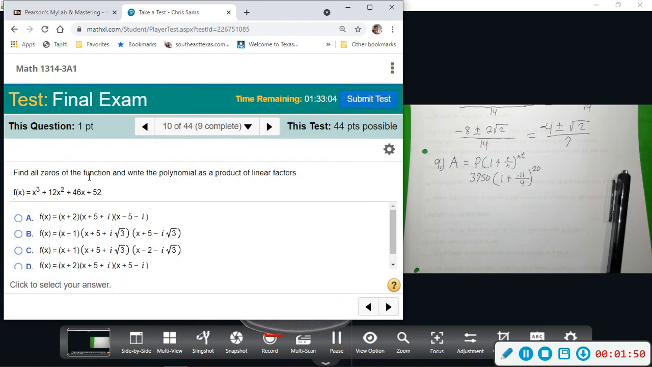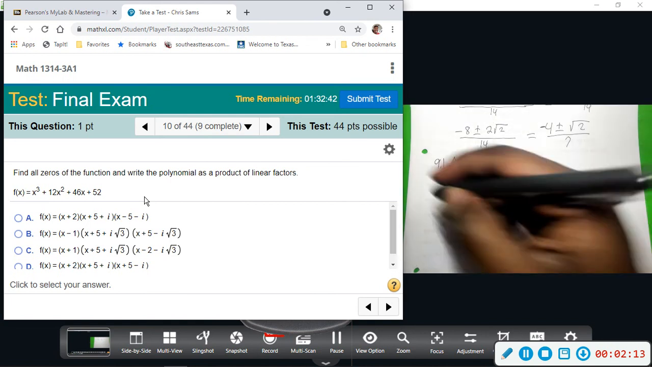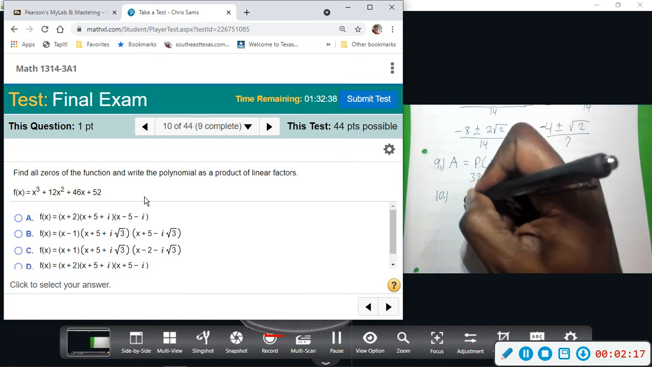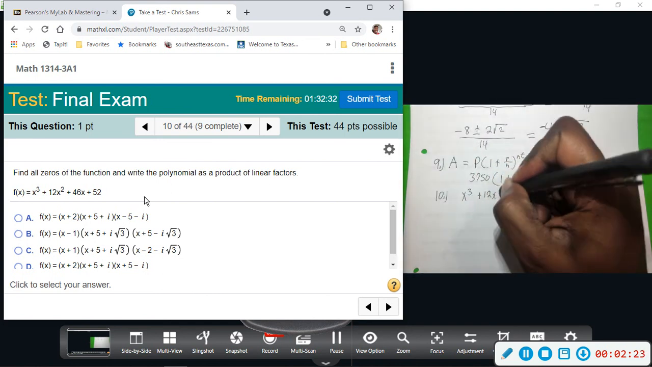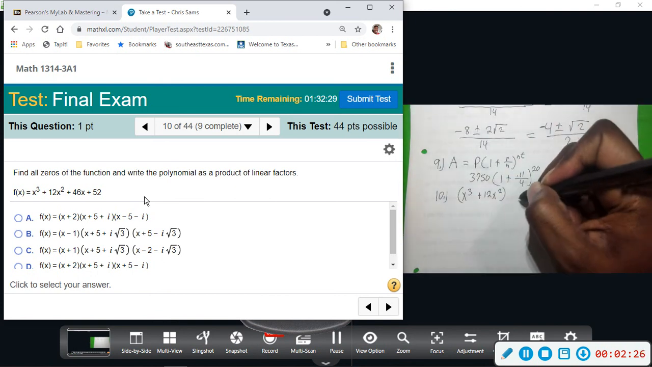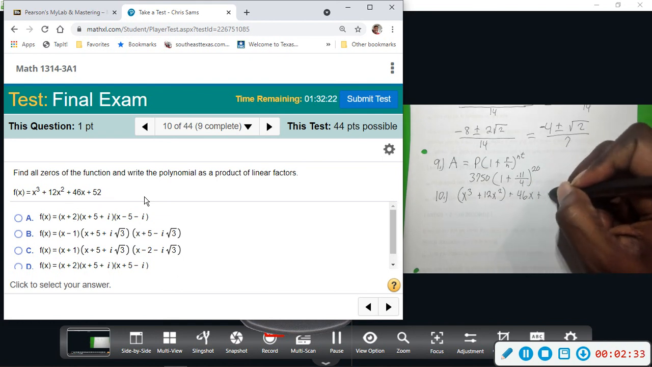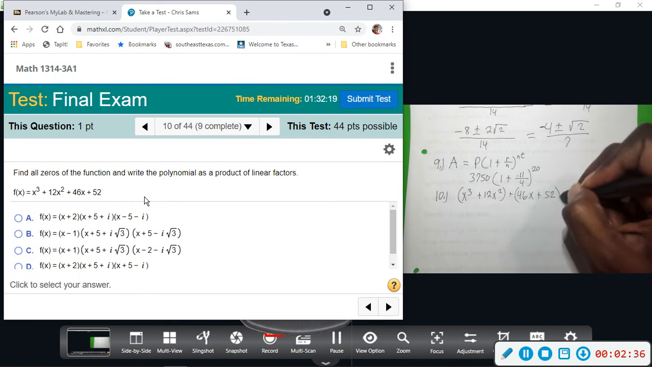Number 10, we're going to find all zeros of the function, and then we're going to write the polynomial as a product of linear factors. Since this is a cubic, we have 4 terms. The best way to try this first, I would say, is factor by grouping. So that means the x cubed and then the positive 12x squared I would group together. And then the positive 46x and the positive 52 I would group together.